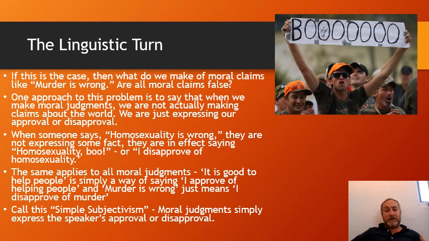The same sort of thing then applies to all moral judgments, right? So if someone claims it is good to help people, that's simply a way of saying I approve of helping people, right? Murder is wrong is just a way of saying I disapprove of murder, right? But again, the claim is the right way to interpret those sorts of sentences is as being actually about your own feelings, your own attitudes towards something, not about some objective fact in the world, right? So let's call this kind of subjectivism simple subjectivism. Simple subjectivism is the claim that moral judgments simply express the speaker's approval or disapproval.